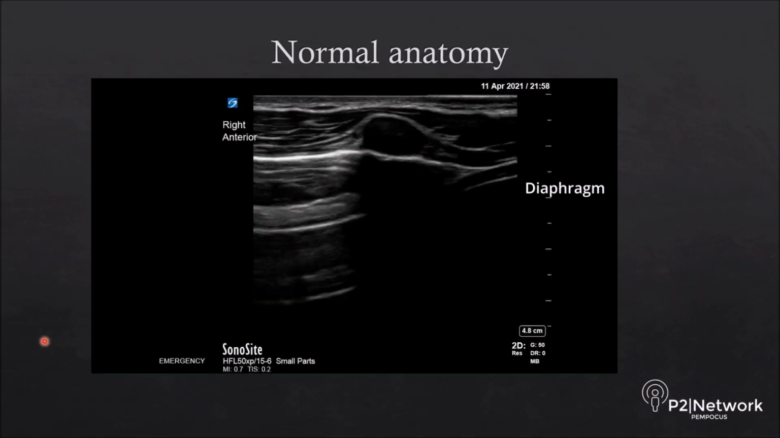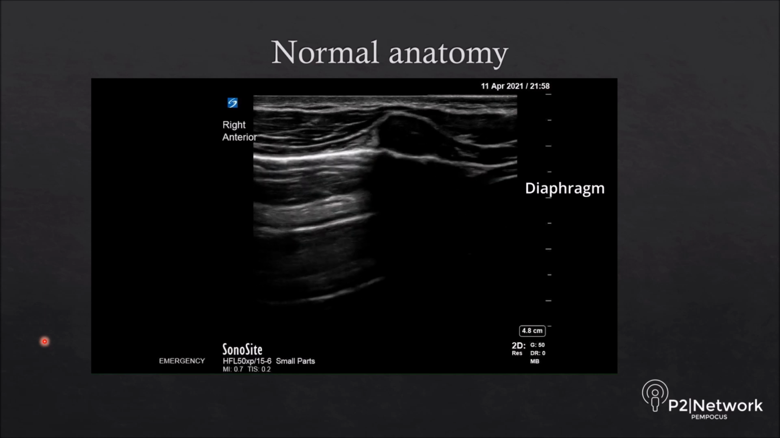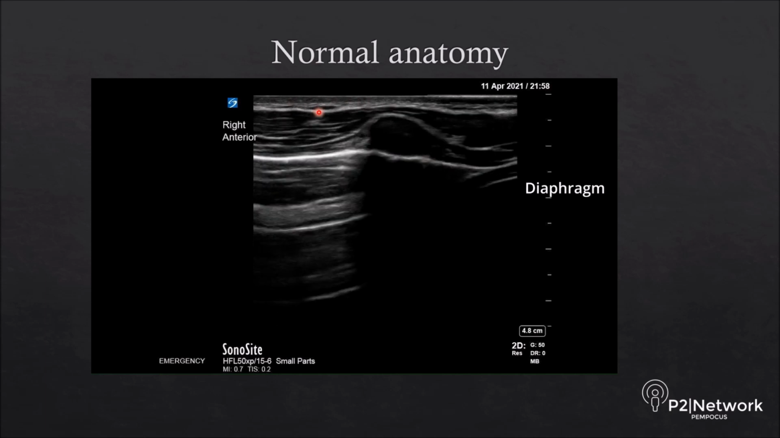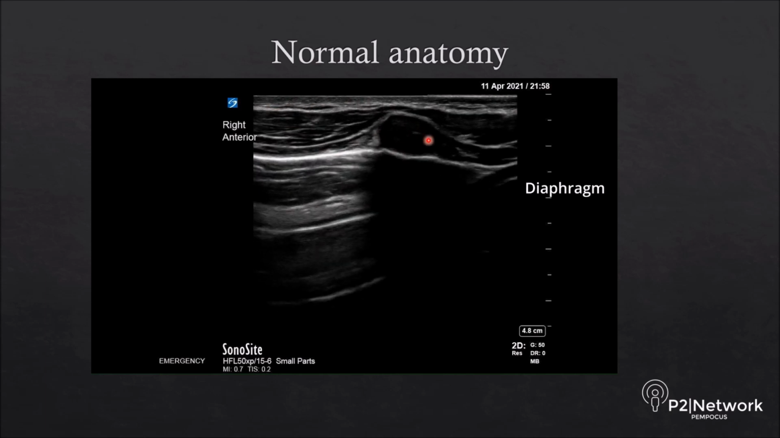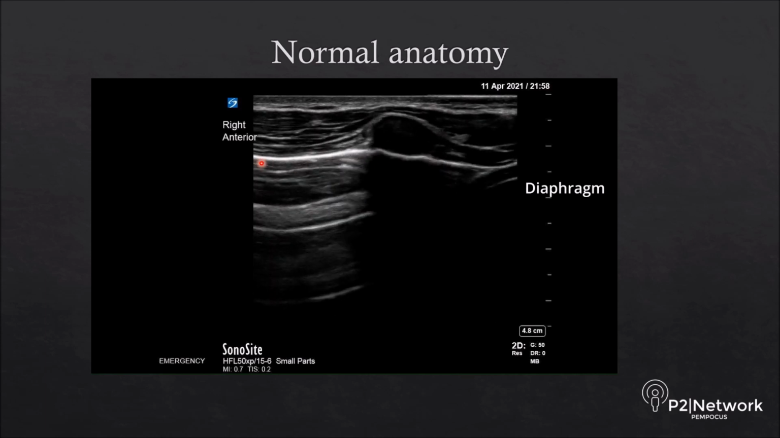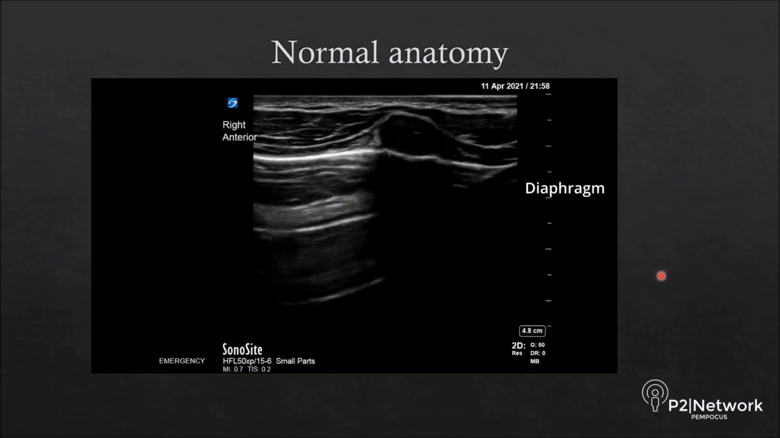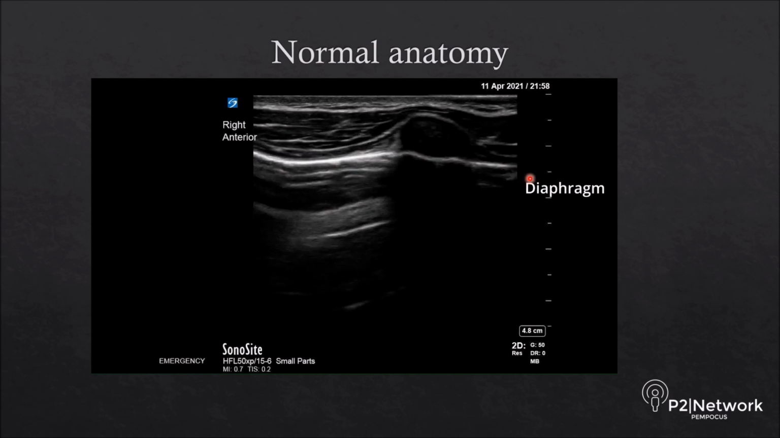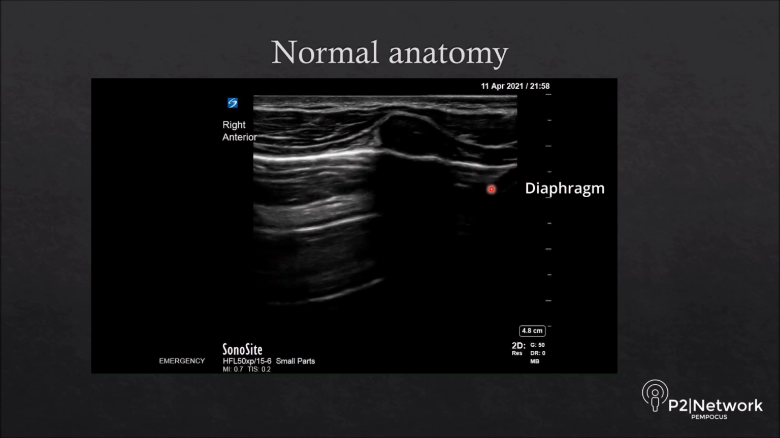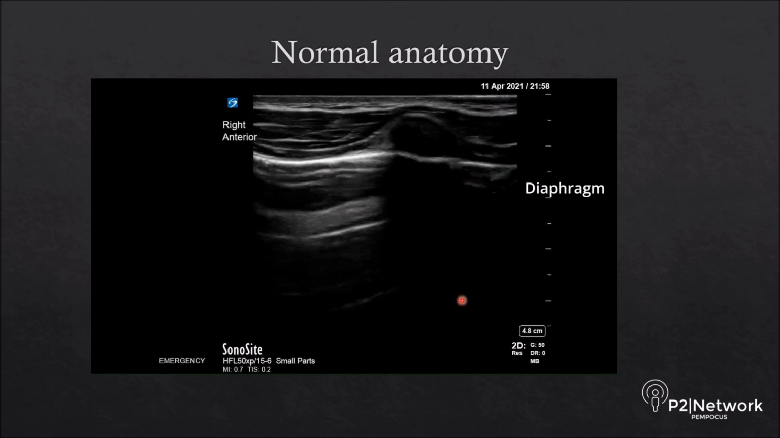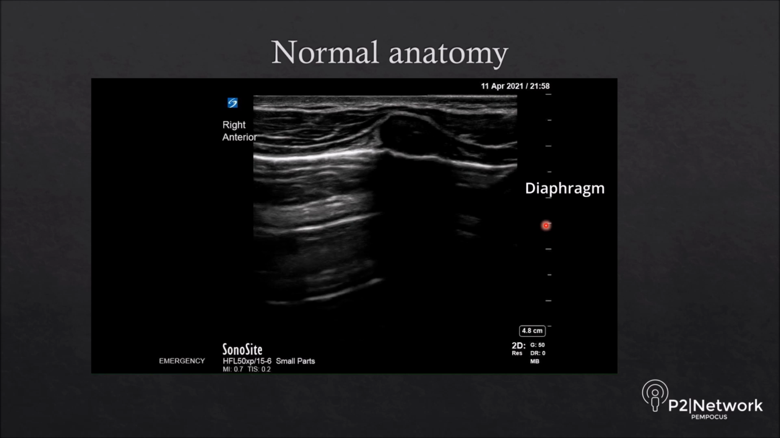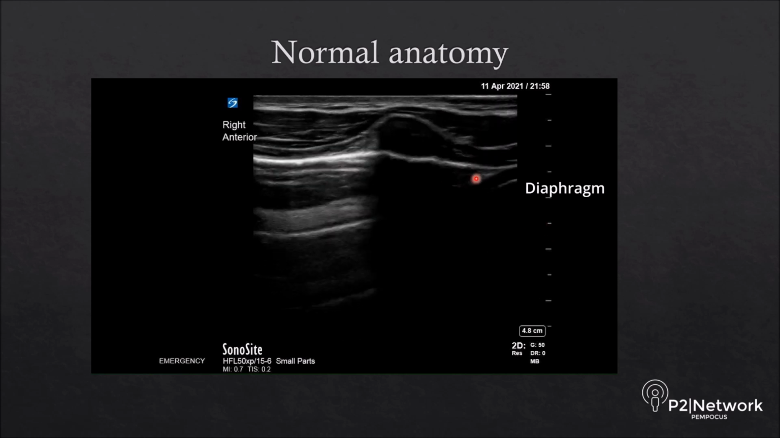This is just another clip of normal anatomy, just showing the diaphragm. So again, we have the soft tissue at the top, the rib in the middle with some rib shadowing, the really bright pleural line, some A lines. What's noticeable in this picture is the diaphragm. These are two curvilinear lines going down that will be where you're most often looking for an effusion in a supine patient, which would be right over here.